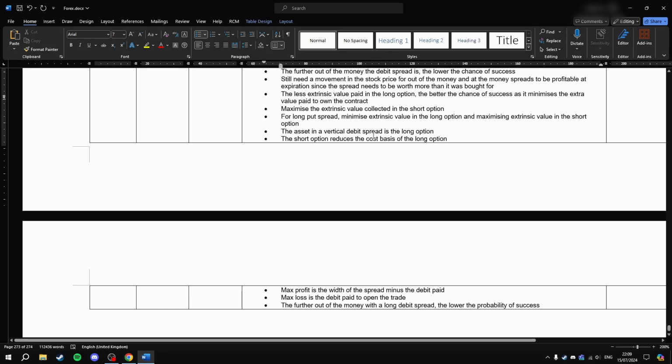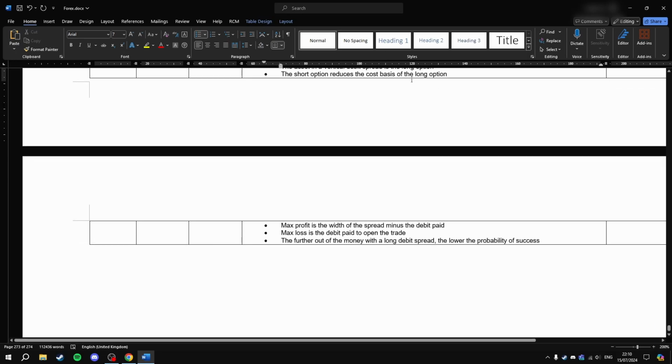The less extrinsic value paid in the long-term option, the better the chances of success as it minimizes the extra value paid to own the contract. Maximize the extrinsic value collected in the short option. For the long put spread, minimize extrinsic value in the long option and maximize extrinsic value in the short option. The asset in the vertical debit spread is the long option. Short option reduces the cost basis of the long option.